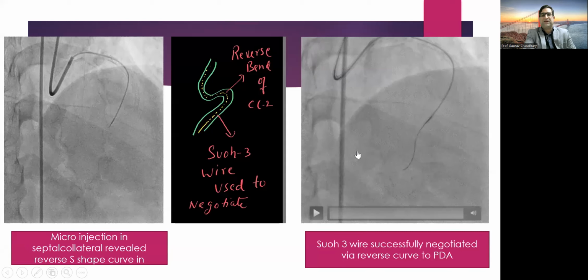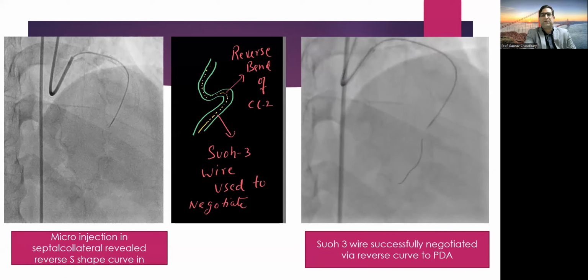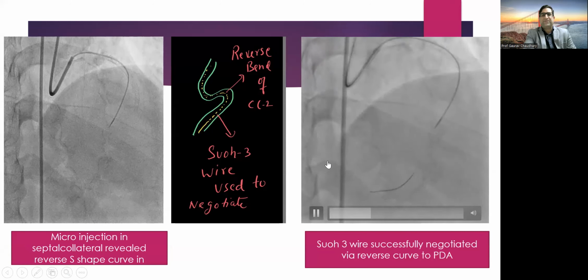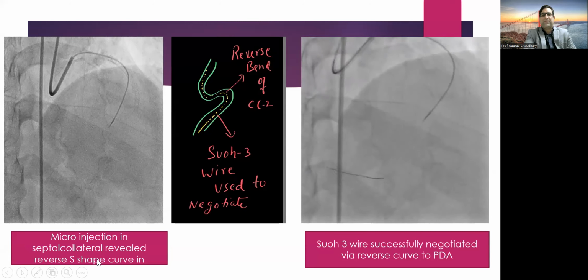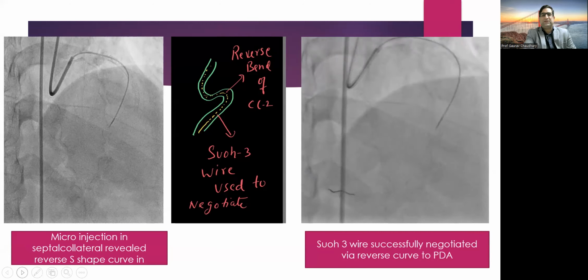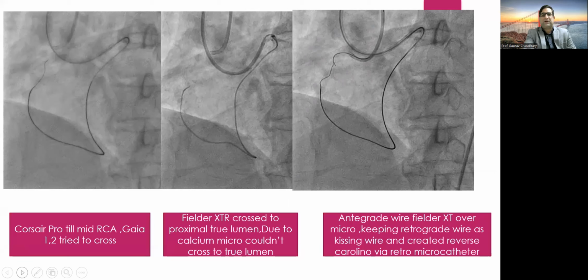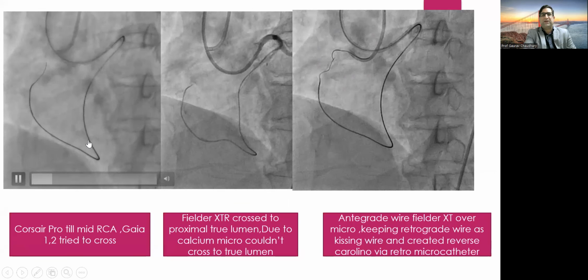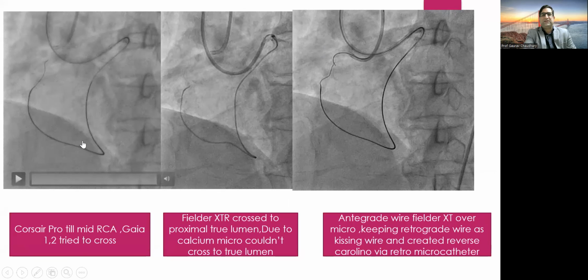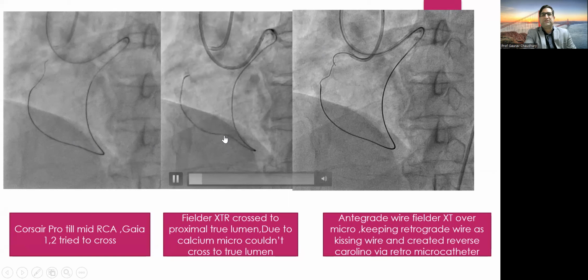So SUO3 wire was taken to negotiate this particular bend, and it took a reverse bend, and it has a very low tip load of 0.3 gram. It's a soft wire, and it went into this septal collateral, and we could negotiate into the PDA till the mid RCA. The Corsair Pro was taken, and XTR was taken now to cross the distal lumen.